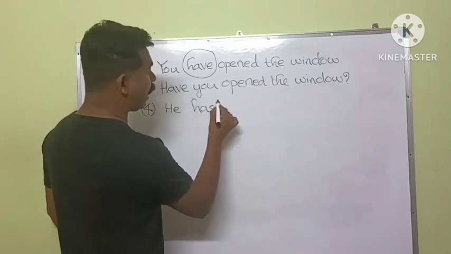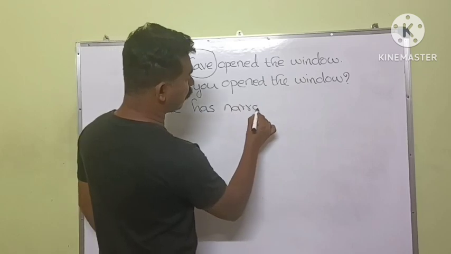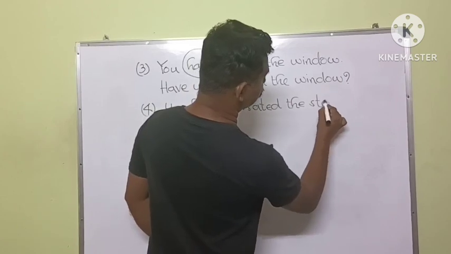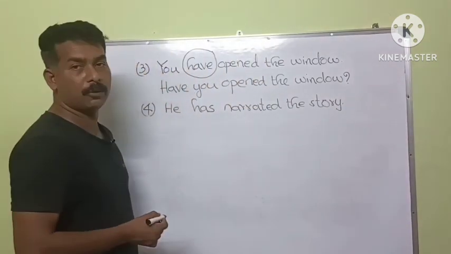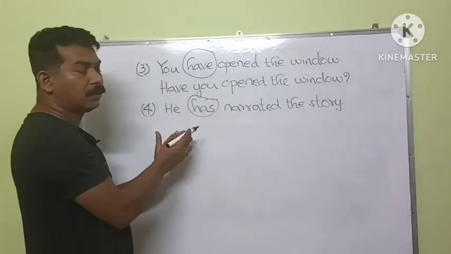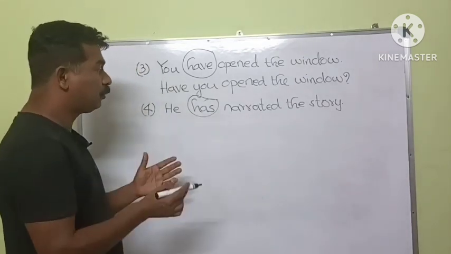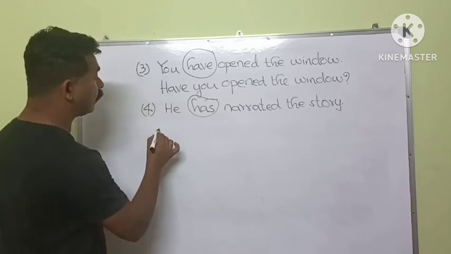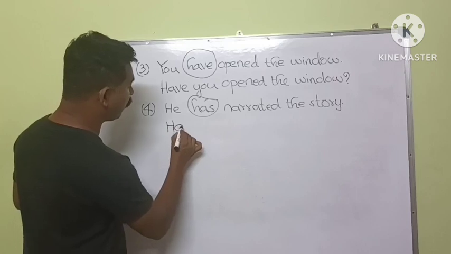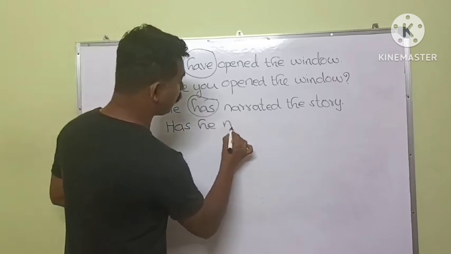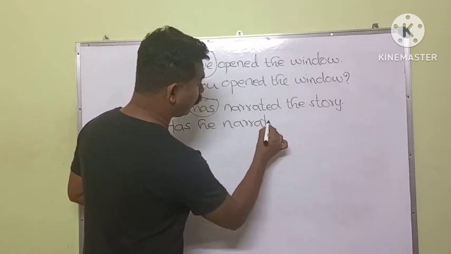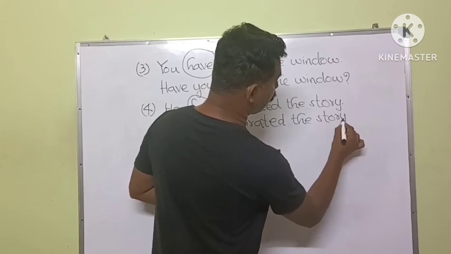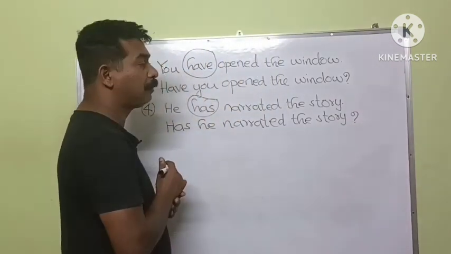Example number 4. He has narrated the story. Full stop. It's a positive sentence. Here has is the auxiliary verb. We must take the auxiliary verb from the sentence and place it at the beginning of the sentence. So the answer is: has he narrated the story? At the end, please keep a question mark.